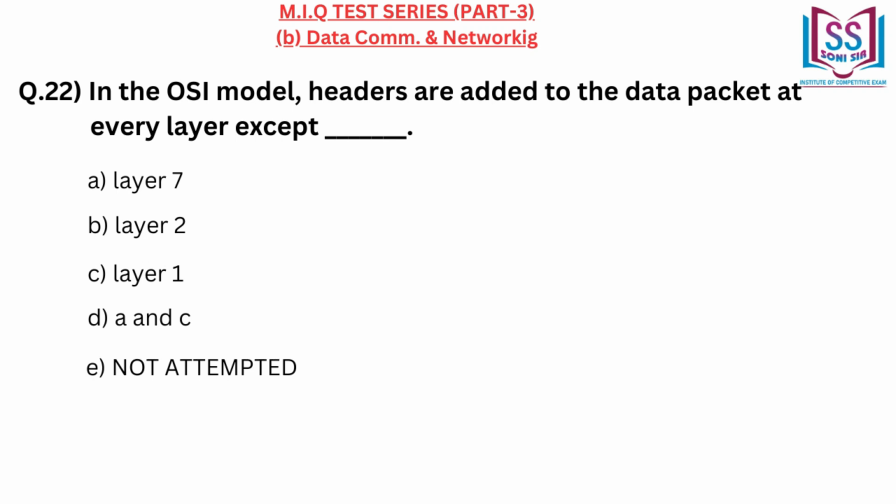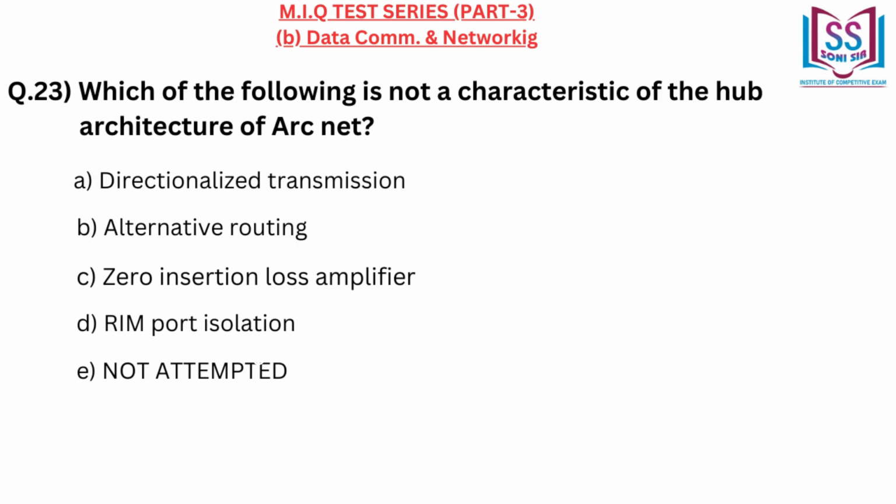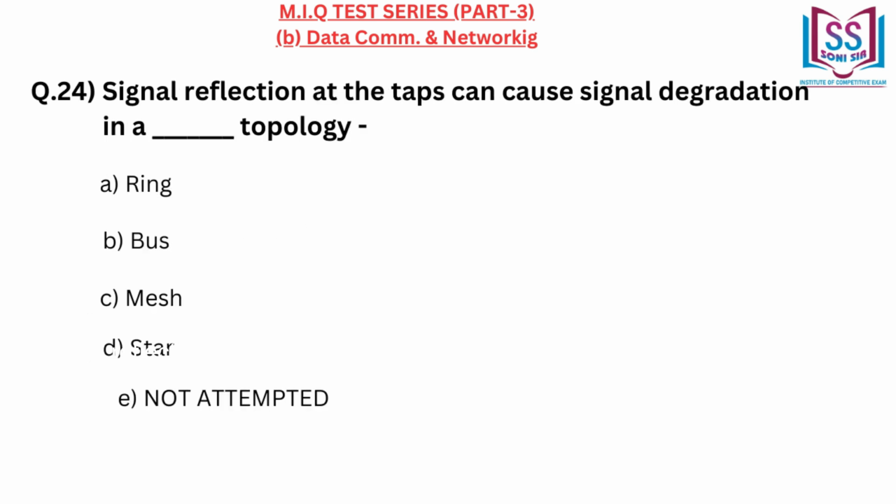In the OSI model, headers are added to the data packet at every layer except dash. A. Layer 7, B. Layer 2, C. Layer 1, D. A and C. Which of the following is not a characteristic of the hub architecture of ARCnet? A. Directionalized transmission, B. Alternative routing, C. Zero insertion loss amplifier, D. Port isolation.